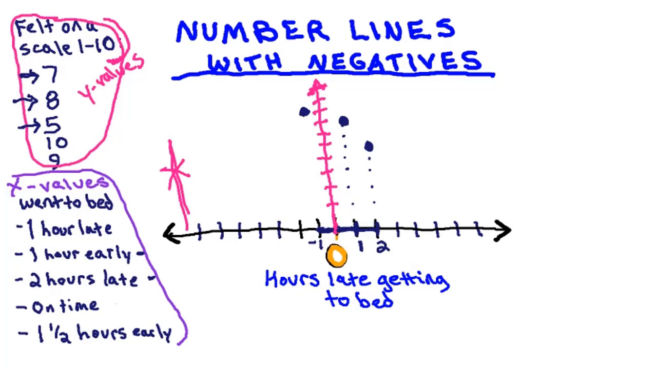And then the next night you went to bed on time. So remember, on time, you didn't go to bed late at all, so you're not in the positive numbers, and you didn't go to bed early, so you're not in the negative numbers. You're right smack at the 0 marker for the x-axis. And you reported that you felt a 10 when you woke up the next morning. You felt really refreshed, and you felt you were at a 10 on a scale of 1 to 10. So we're going to go up this y-axis and put a dot all the way up here at 10.